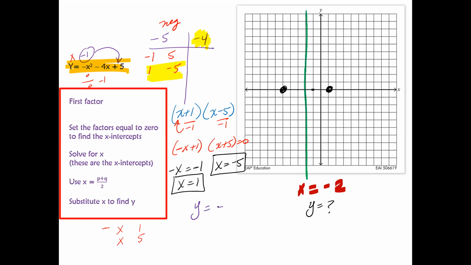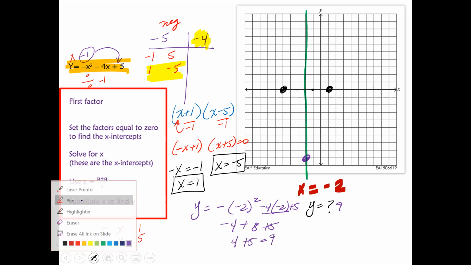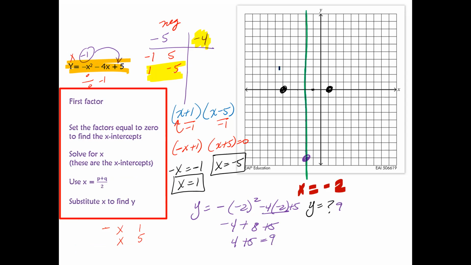So y is equal to -x², that's a -2 squared, minus 4 times -2 plus 5. So this will give you a -4. That's going to give you a +8 plus 5. So what is 4 plus 5? Well, I'm sorry, 4 plus 5 is going to give you a 9. So I'm going to go down 1, 2, 3, 4, 5, 6, 7, 8, 9. And from here, you're going to draw your dots, connect them.